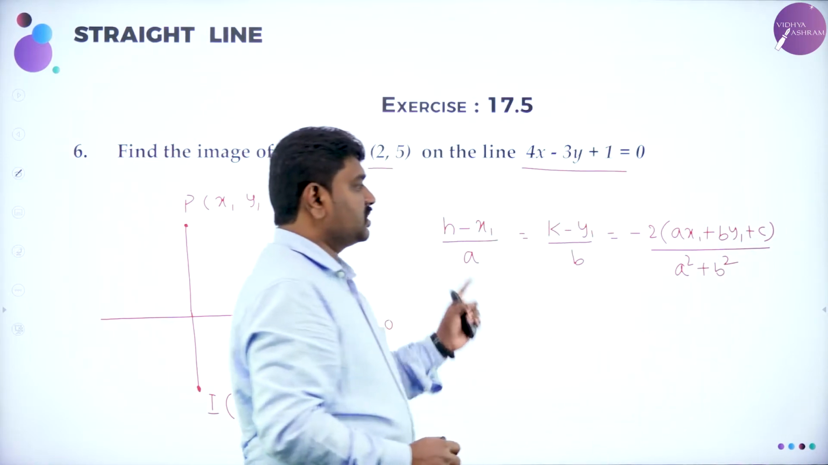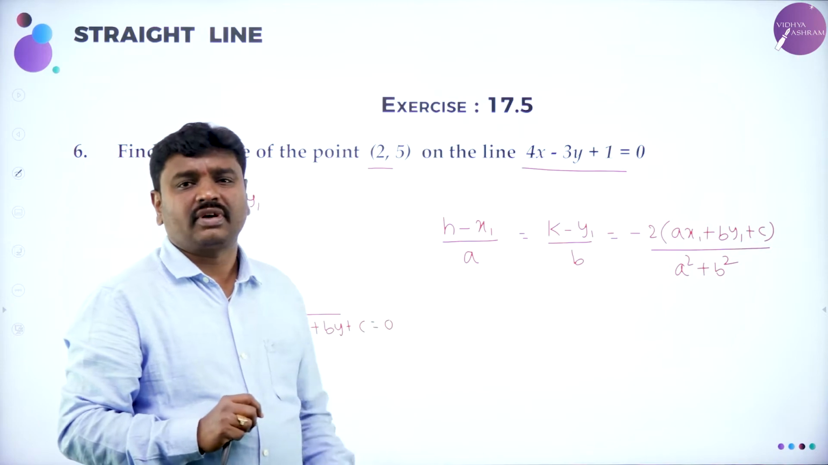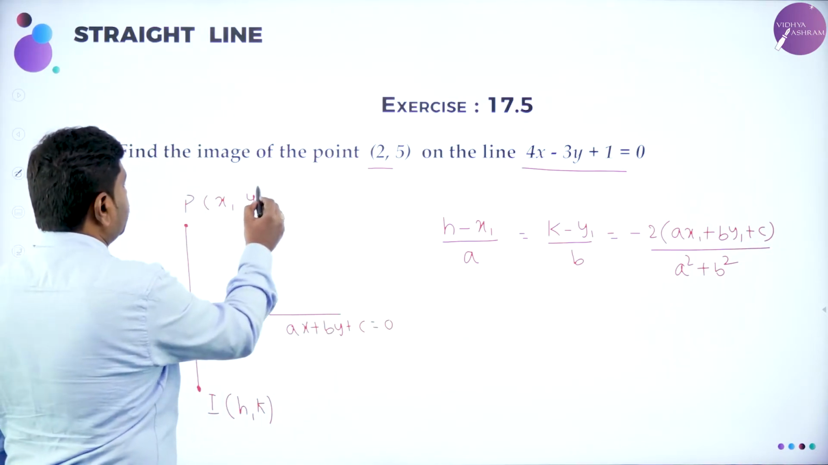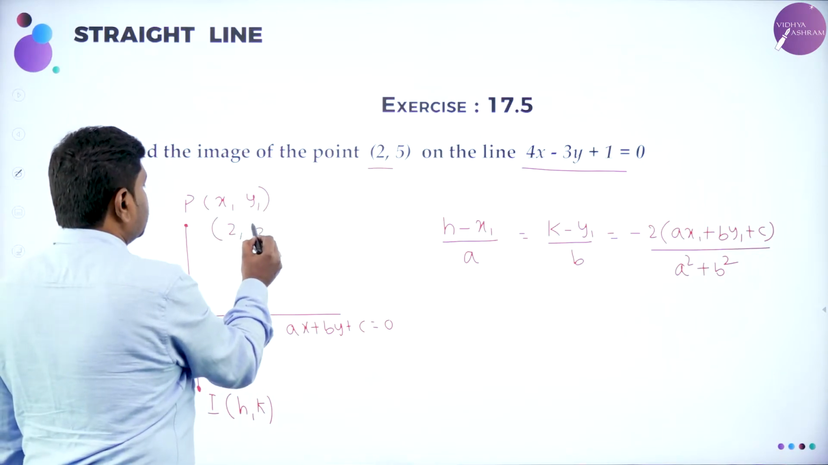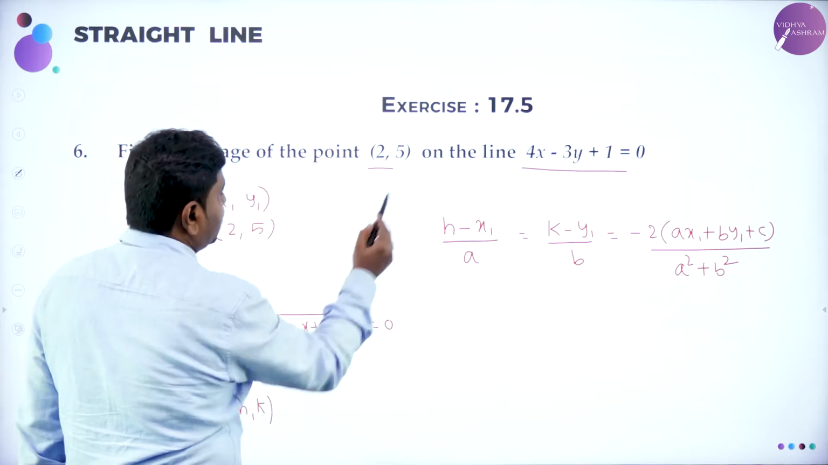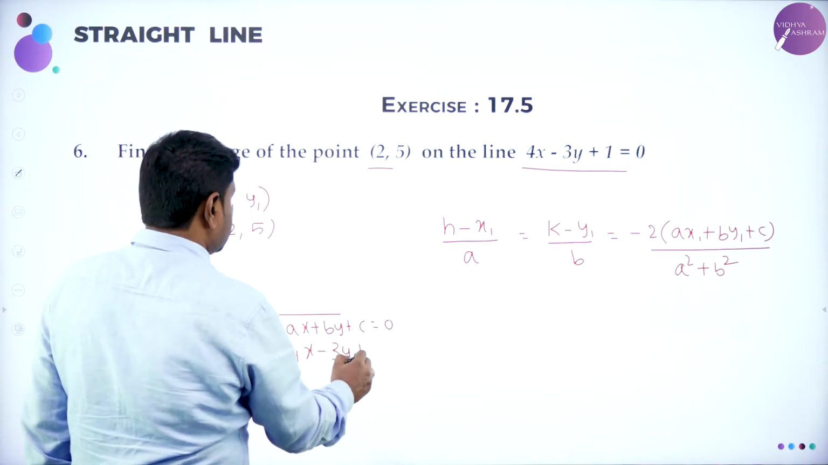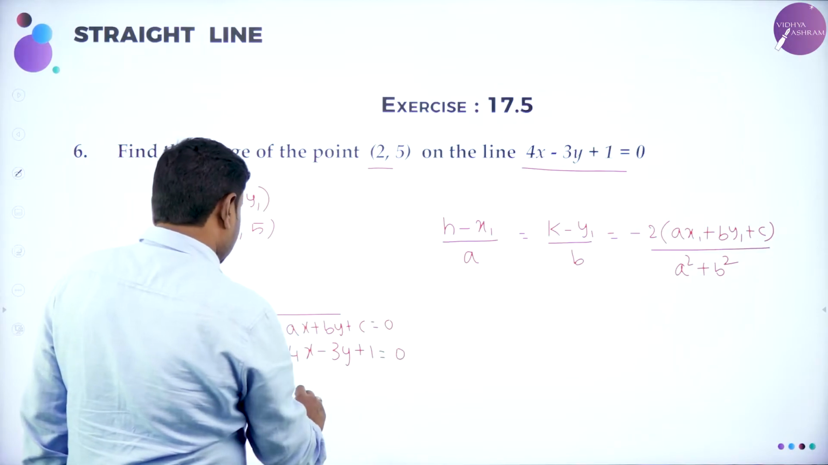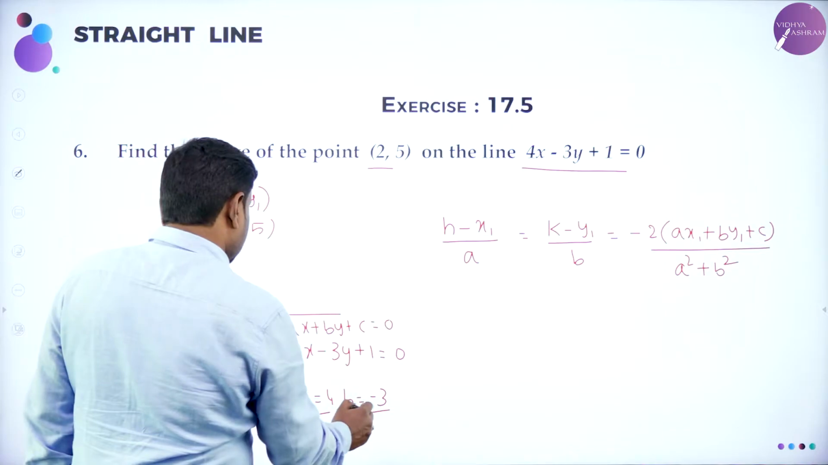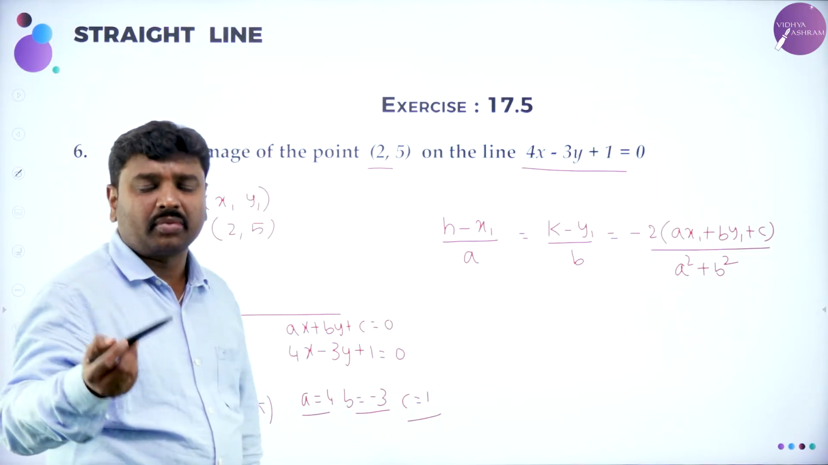So now this is the formula. Once you are thorough with the formula, just substitute the values in the formula and solve for h and k. Now the point, what is the point they give? Point is (2, 5). So here 2 is x1, 5 is y1. And the line, what is the line they give? 4x minus 3y plus 1 equal to 0. Here a is 4, b is minus 3, and c is 1. This direct method helps you to solve the problem faster.